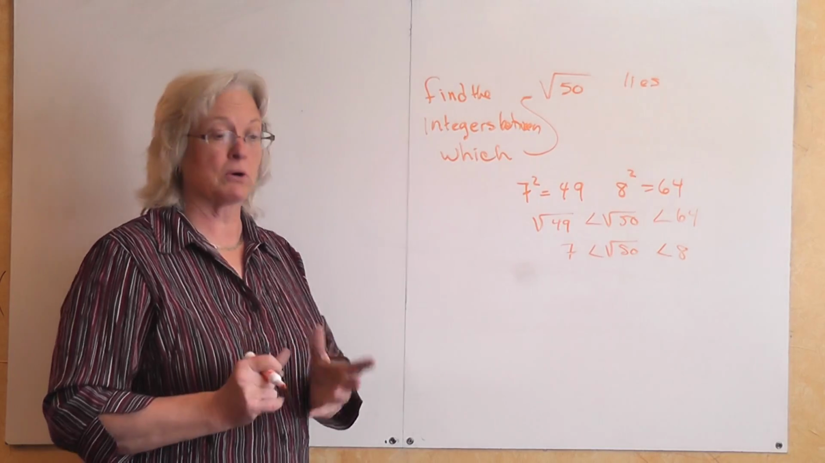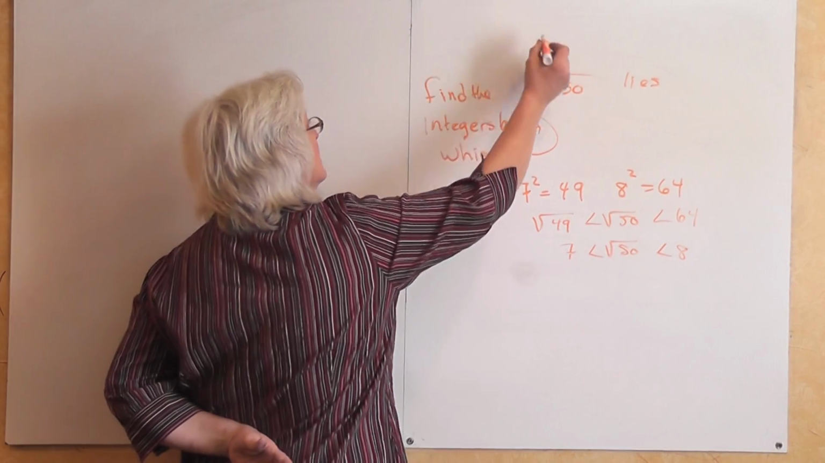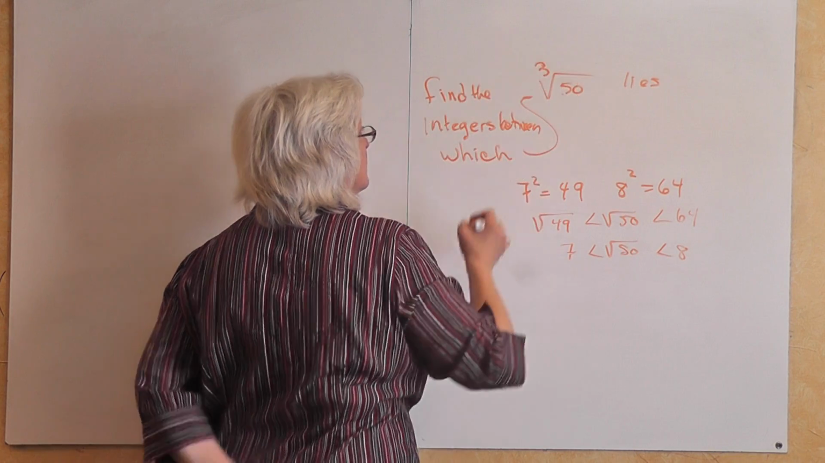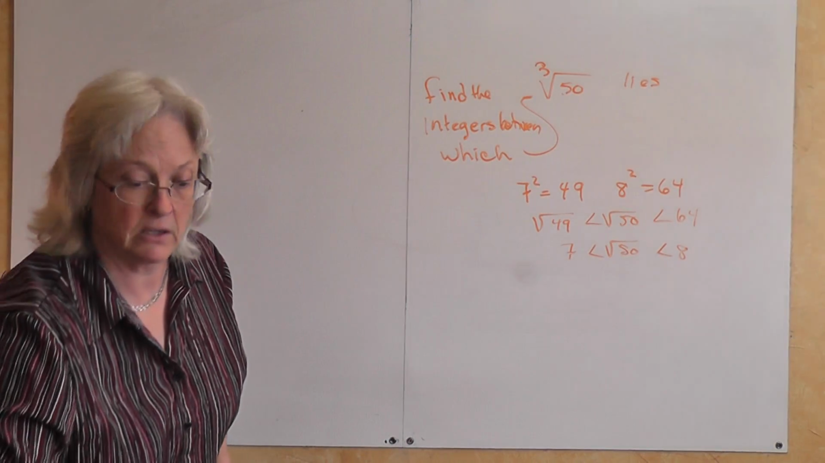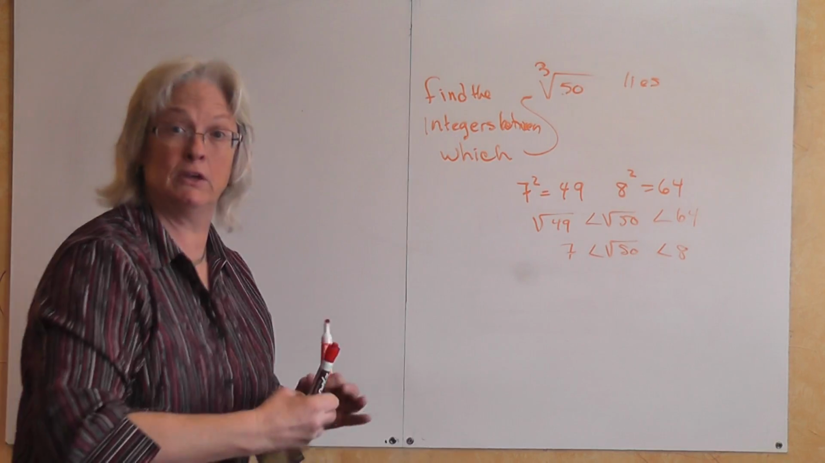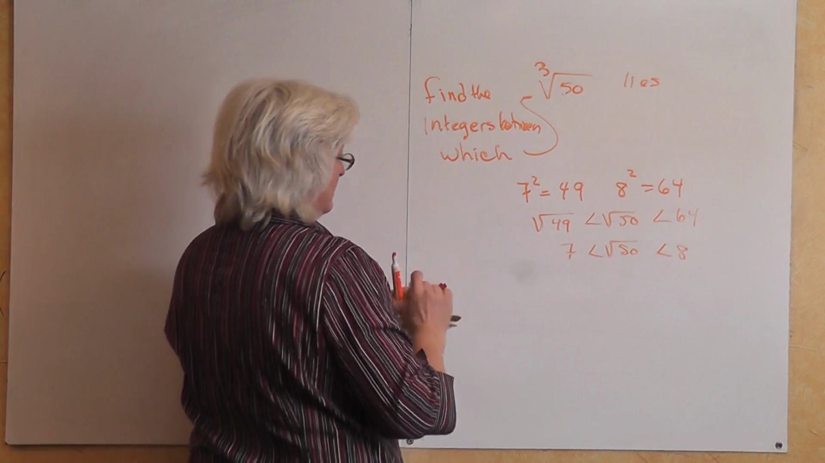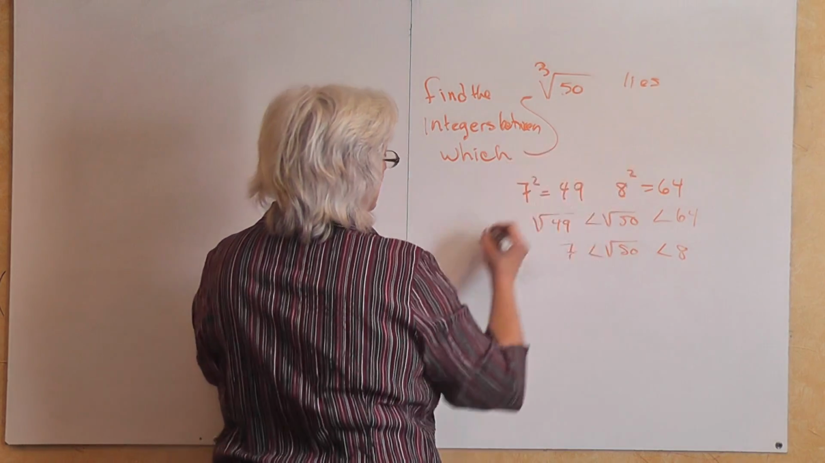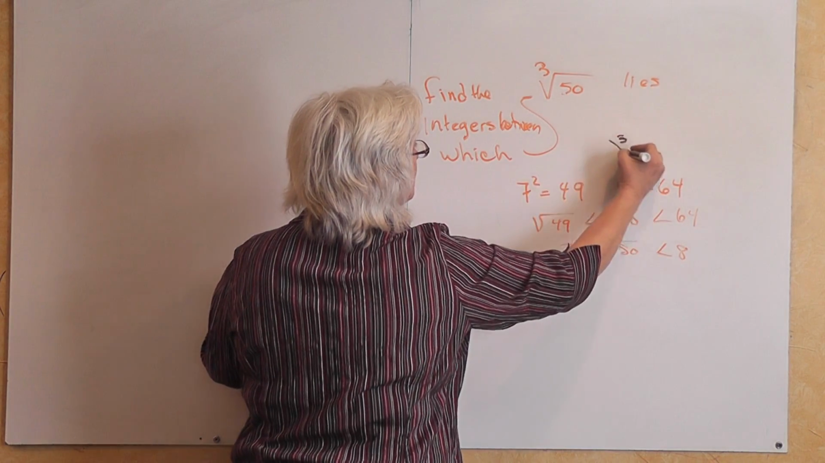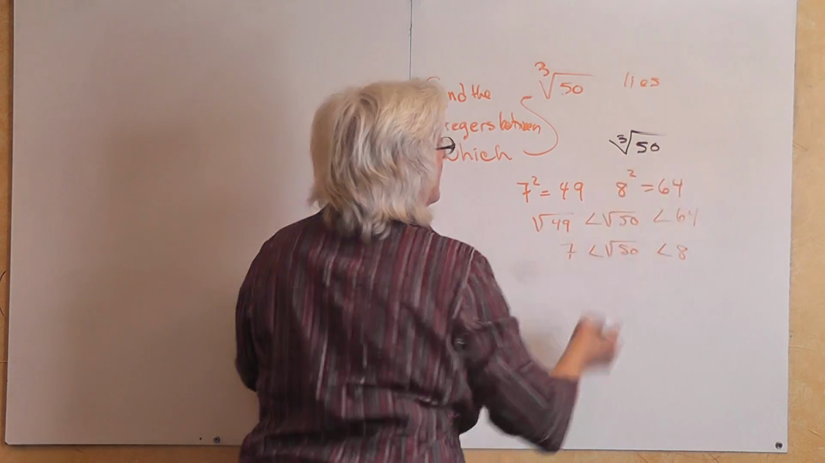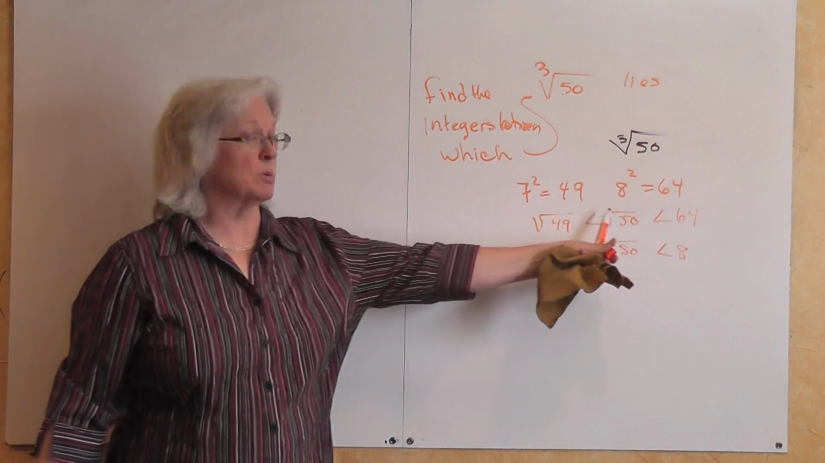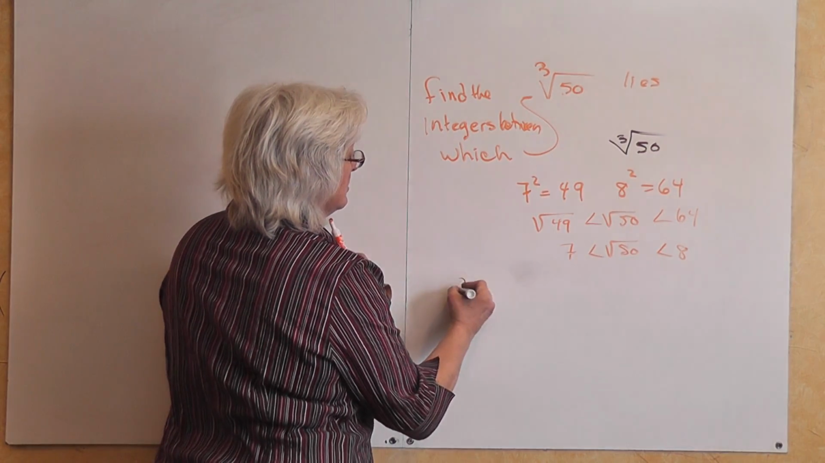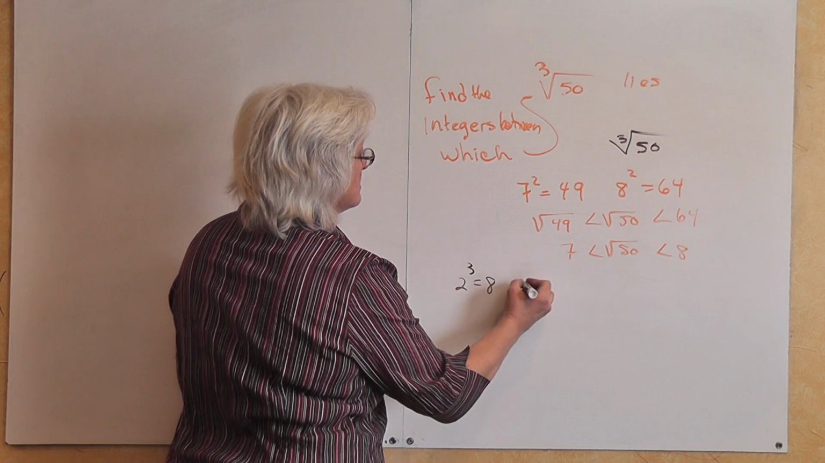So you know how to find the integers between which a square root lies. Well, what if they tweak the problem just a little bit and they say, find the integers between which the cube root of 50 lies? What do you think you would have to do for that? Well, let's take the cube root of 50. We picked perfect squares here. Let's pick perfect cubes. Okay, 2 cubed is 8.